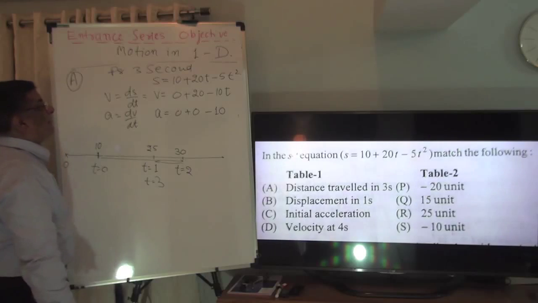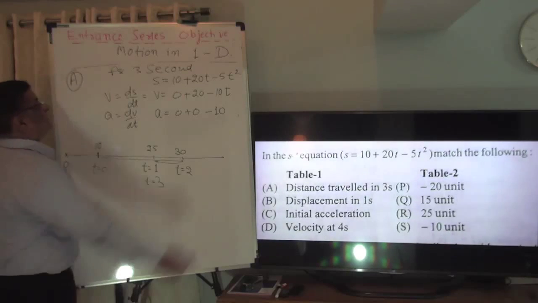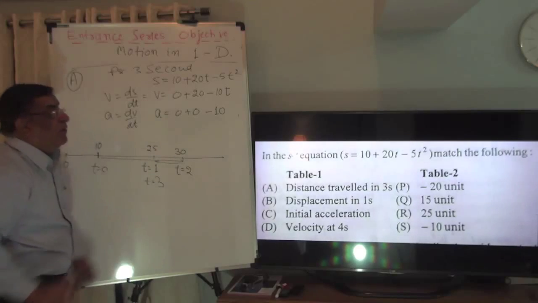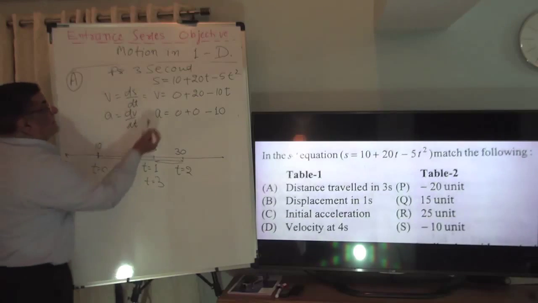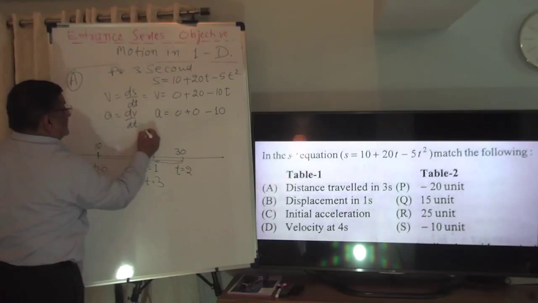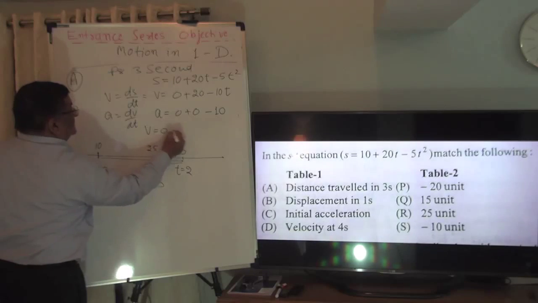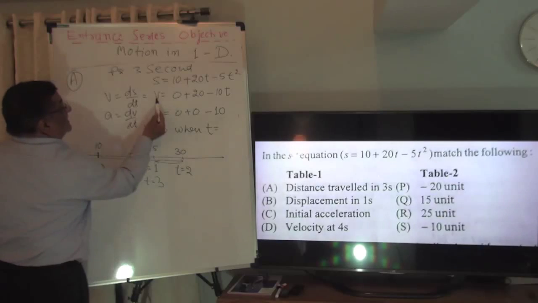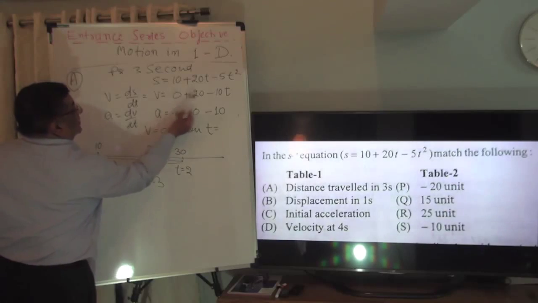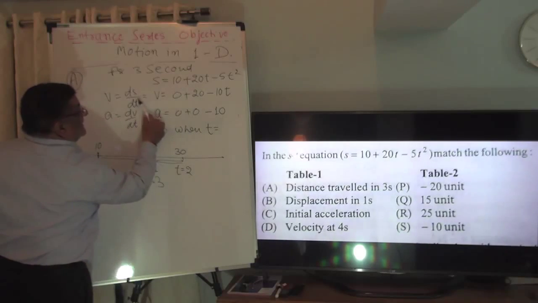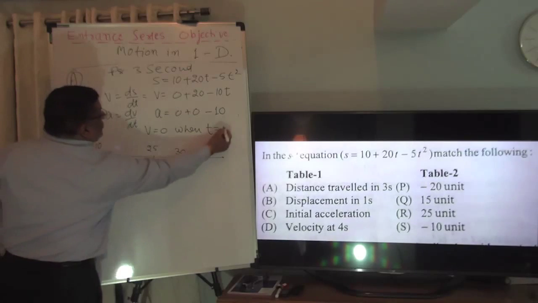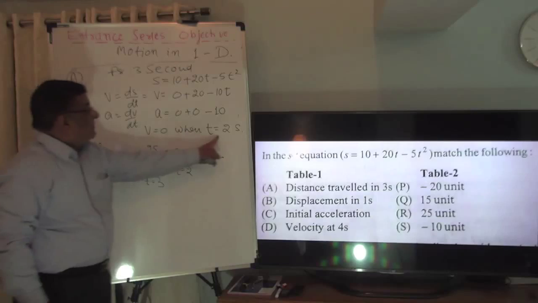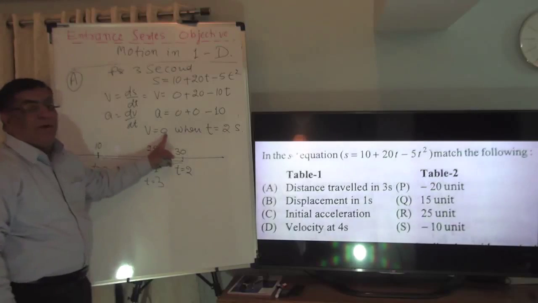Okay. When will the velocity become 0? At the extreme, velocity will become 0. But what is the time? Okay, let's find out the time. V is equal to 0, so this will be minus 20 and t is equal to 2 seconds. That means when time is equal to 2 seconds, velocity has become 0.